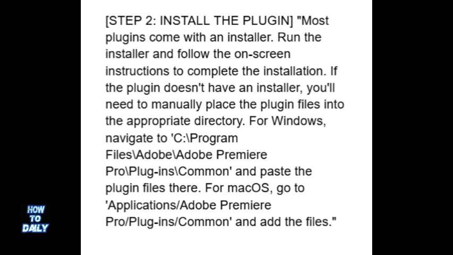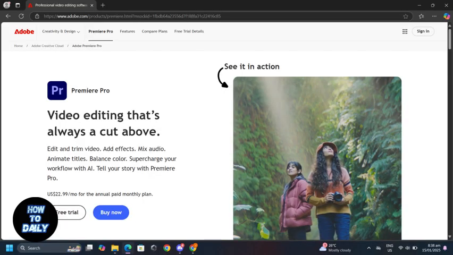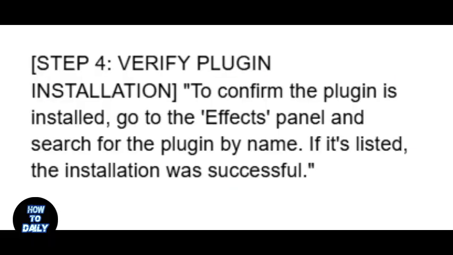Now open Adobe Premiere Pro. The application should automatically recognize the new plugin upon startup. Now to confirm the plugin is installed, go to the Effects panel and search for the plugin by name. If it is listed, the installation was successful.